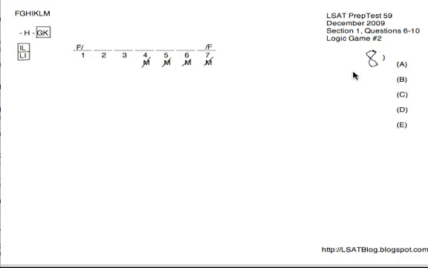Next, number 8, what would fully determine the layout of the variables? Well, right away, we know that I and L are interchangeable in this game, so anything that doesn't really lock down I and L can automatically be eliminated.